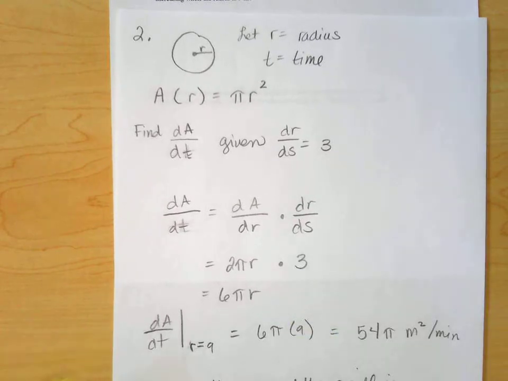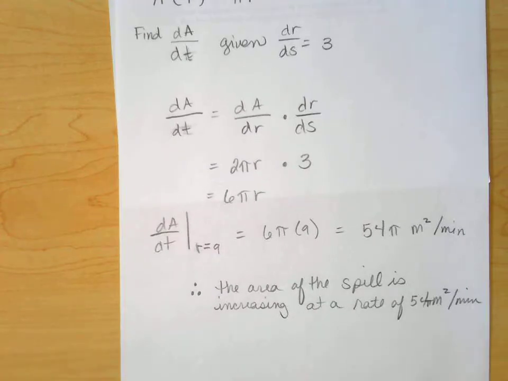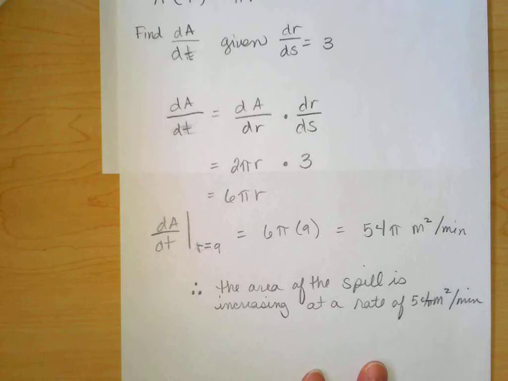The derivative of the area with respect to t when the radius is 9 is 6 pi times 9, or 54 pi meters squared per minute. Good practice is to write that the area of the spill is increasing at a rate of 54 pi meters squared per minute, or in other words, to answer the question.